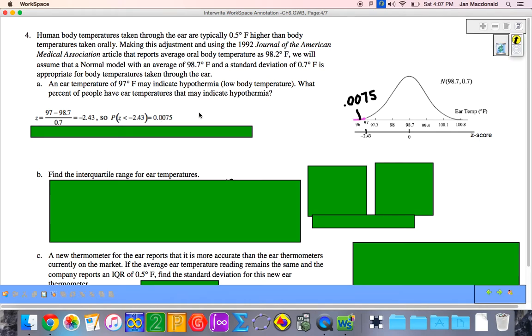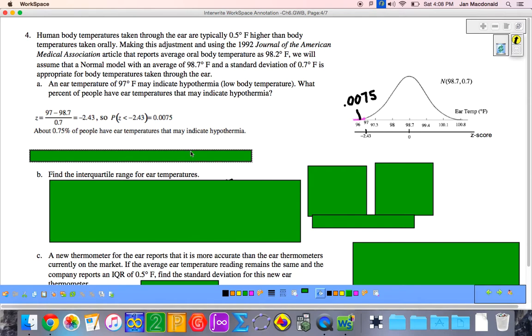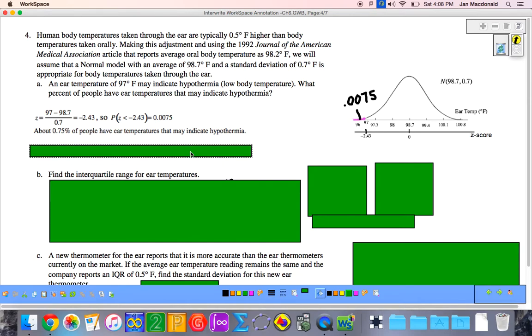So, let's go back to our question. What percent of people have air temperatures that may indicate hypothermia? The answer to that question, about 0.75% of people have air temperatures that may indicate hypothermia.